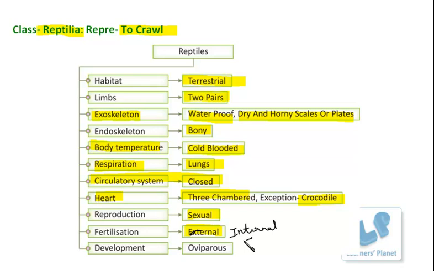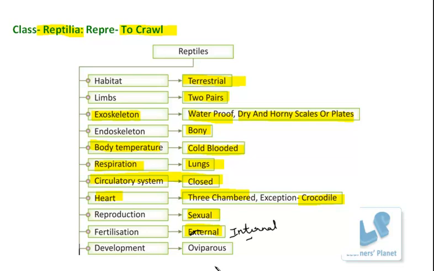That means the complete development is not taking place inside the body; it takes place outside the body. So for that they lay eggs. These eggs are laid over the land. They do not lay the eggs in the water. In the case of amphibians, the females were laying eggs in the water, isn't it? Of course, there was an exception.